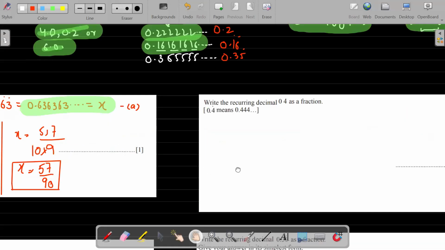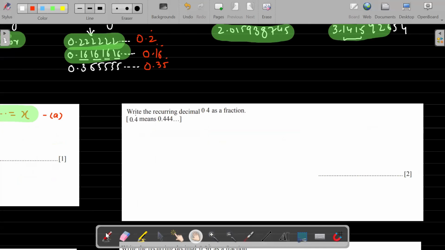Let's solve this one. What does it say? It says, write the recurring decimal 0.44 as a fraction. Okay, there is a dot at the head of this 0.4 and they mentioned it over here like that. So what are we going to do? I told you before that first we are going to consider 0.4 dot is equal to 0.444 and so on.